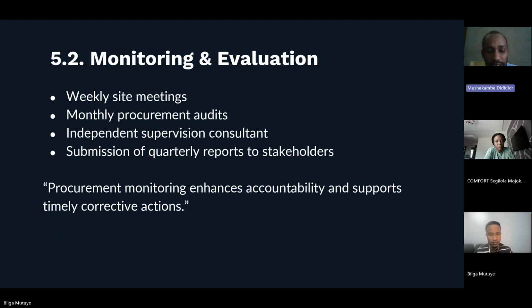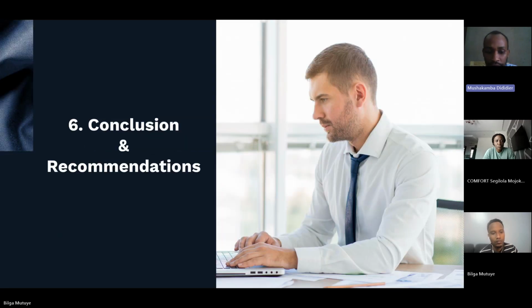And the fourth one is submission of quarterly reports to stakeholders. Every 3 months, we prepare and share detailed reports with everyone involved in the project. It keeps them updated on the progress and challenges. The last one is the conclusion and the recommendations.